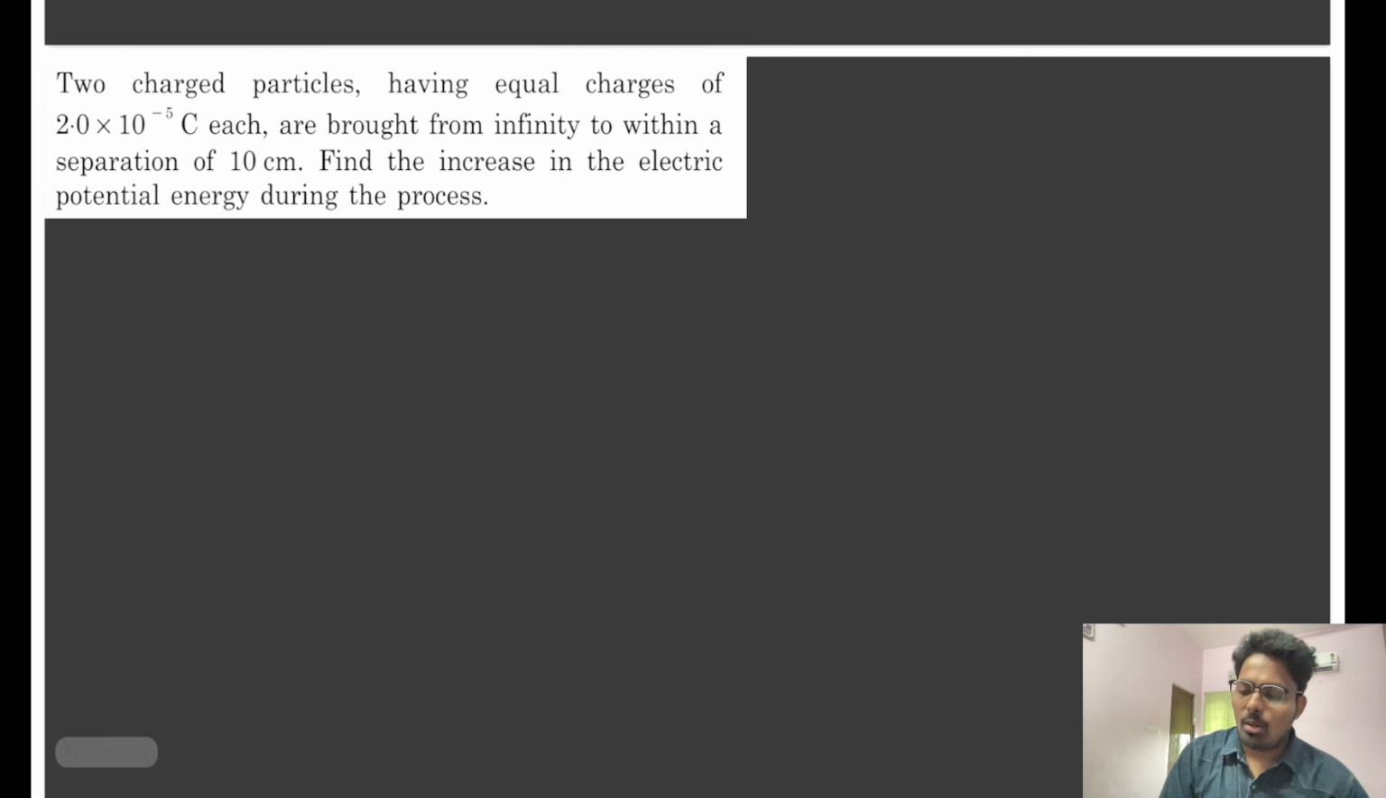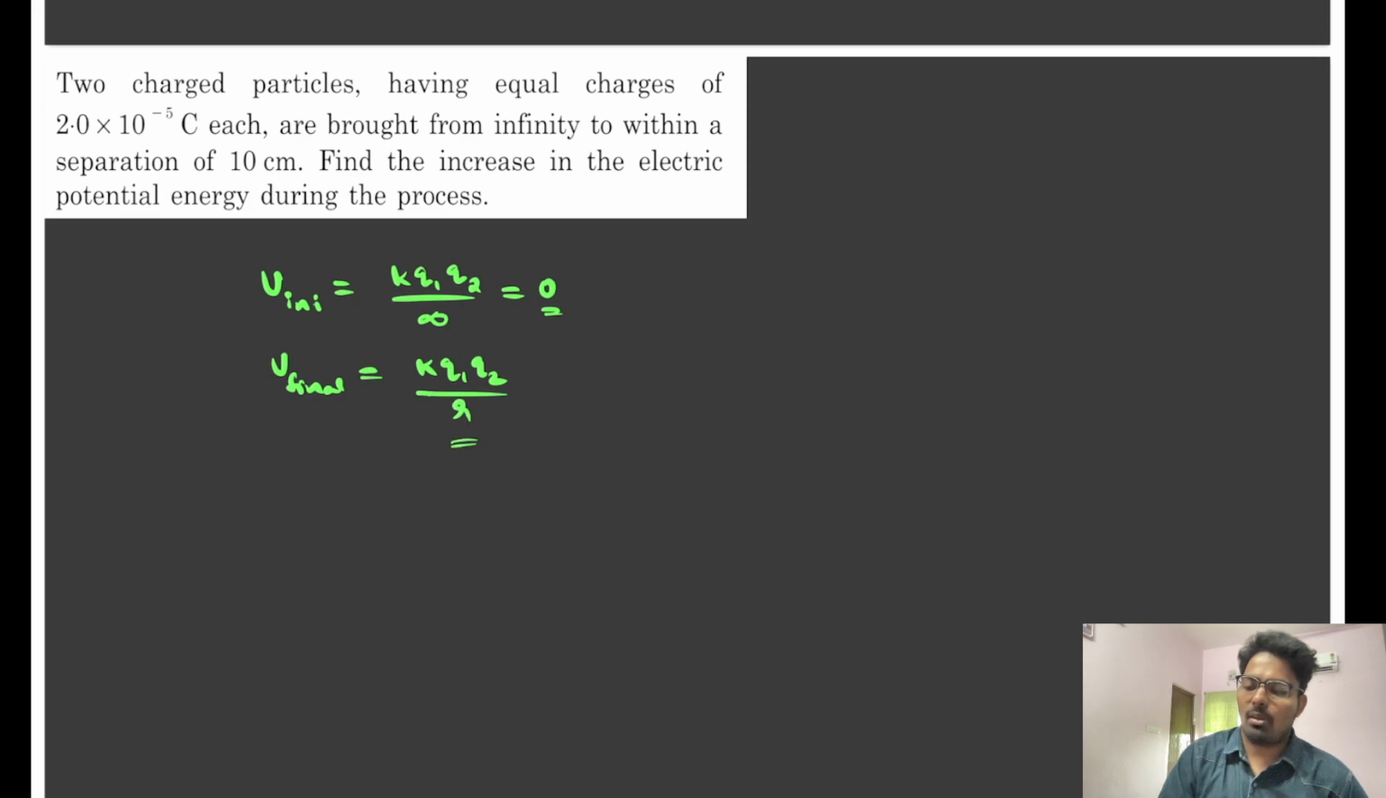Coming to this question, two charged particles are brought from infinity to within a separation of 10 centimeters, and the increase in electric potential energy is asked. When they are at infinite separation, the initial potential energy U initial will be equal to what? K Q1 Q2 by the initial separation, which is infinite, so it is nothing but 0. The initial interaction energy will be 0. Now the final potential energy would be what? They are asking for the increase in potential energy only. The initial potential energy will anyway be 0 because they are brought from infinity. So simply K Q1 Q2 by R.